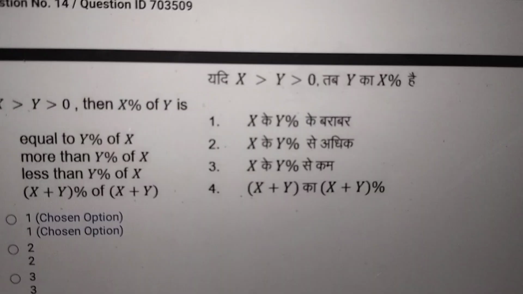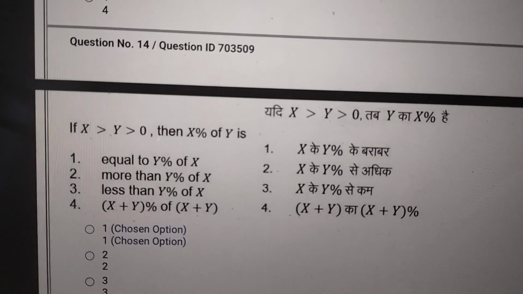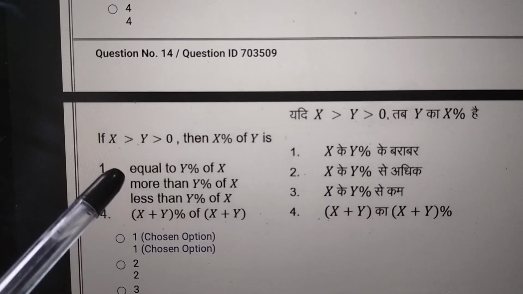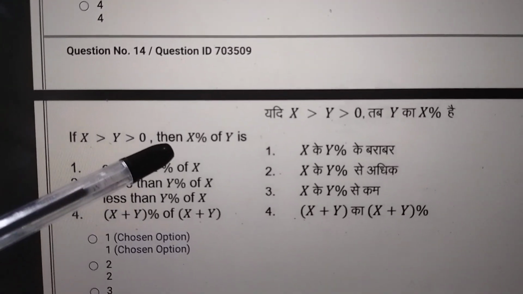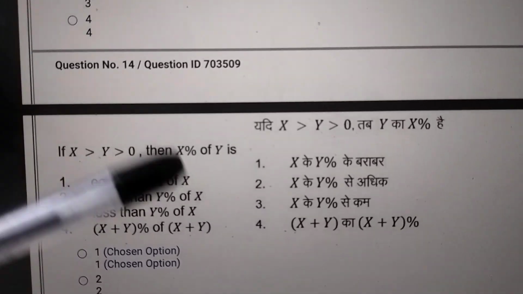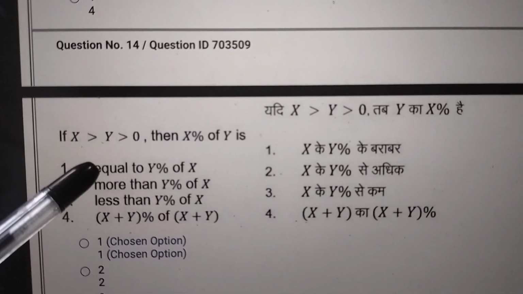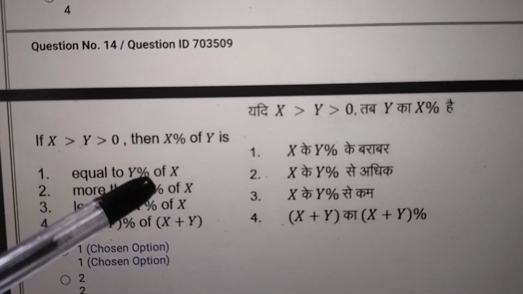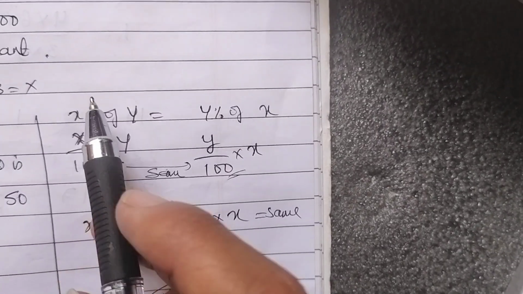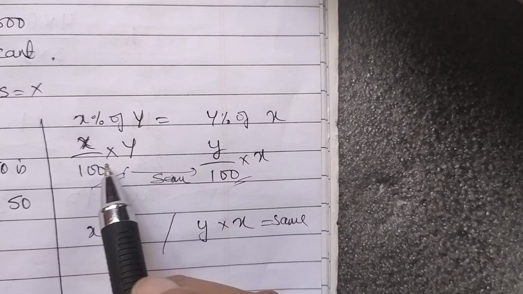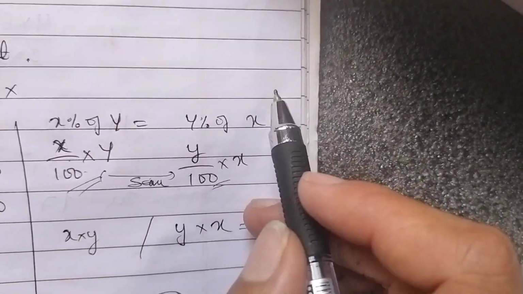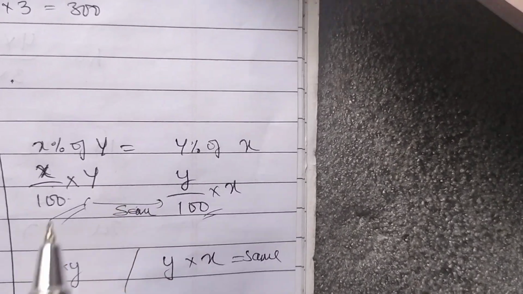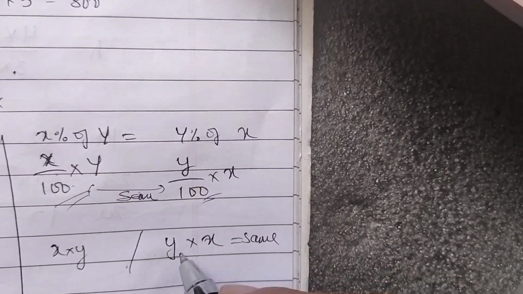So here is another question. If x is greater than y is greater than 0, then x percentage of y is, and options are given. We know that x percentage of y is equal to y percentage of x. If we know that, we can easily choose option number 1, that is y percentage of x. But if we don't know, x percentage of y is x by 100 into y, and y percent of x is y by 100 into x. So with the denominator 100, x into y is equal to y into x. So this option is the right answer.